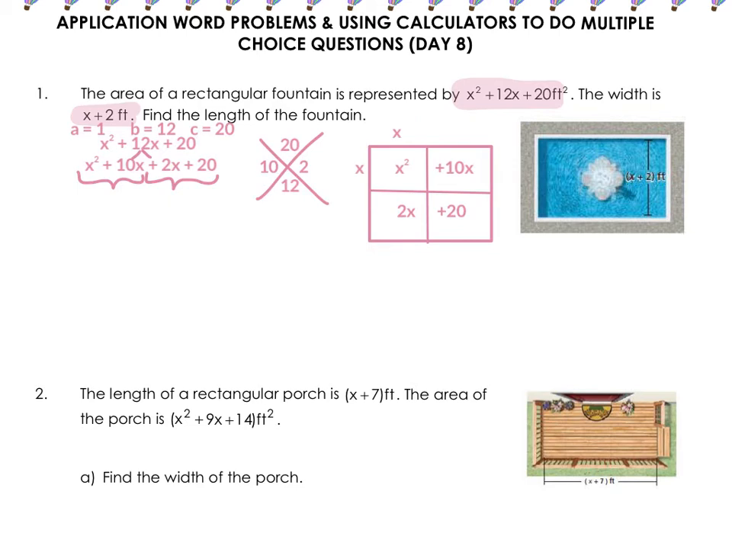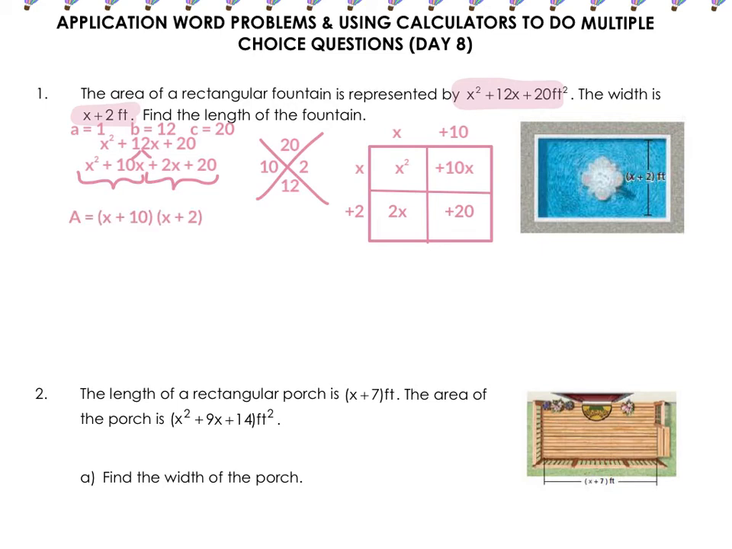And then what times x will give me the 10x? That would be a 10. And then what times the x would give me 2x, that would be a 2. And you can write the positive 2 if you would like. And then now I have my two factors, the x plus 10 and the x plus 2, which can be written side by side.